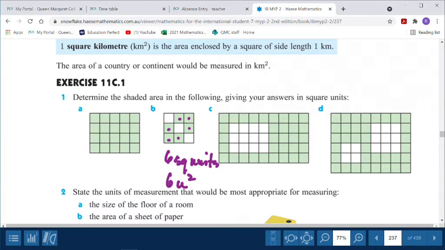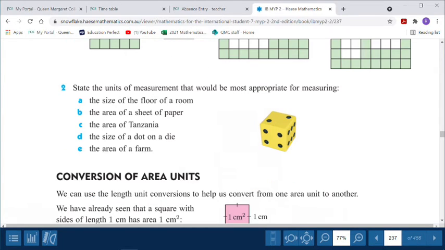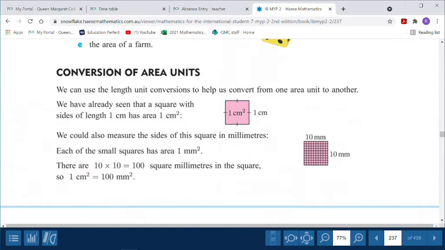Okay. Now, then the second thing you're going to be doing here is you're going to be talking about what area unit might be the best. So we're going to have a couple of those. But the real focus of this lesson is converting from one type of square unit to another type of square unit. So we need to think about what happens when you're looking at different types of units. So you can convert from one area unit to another. And that might be important.